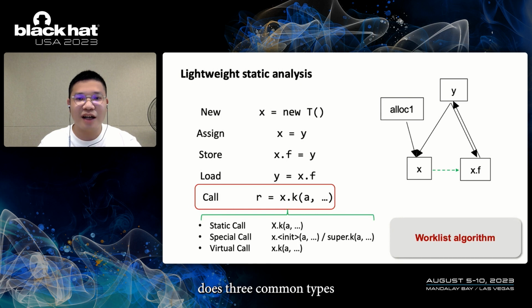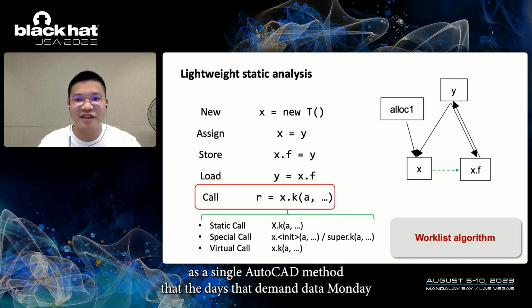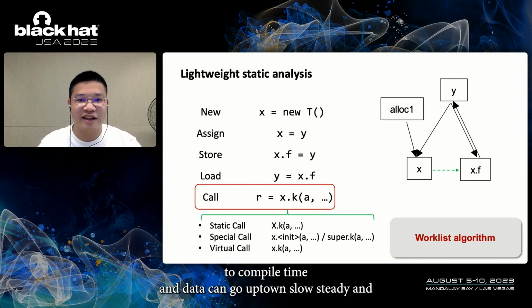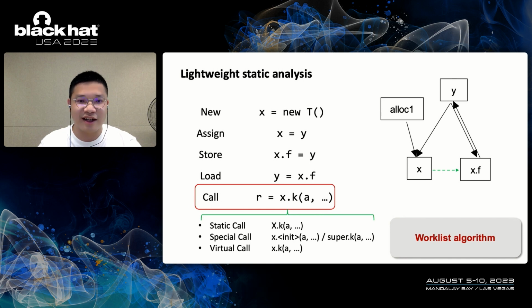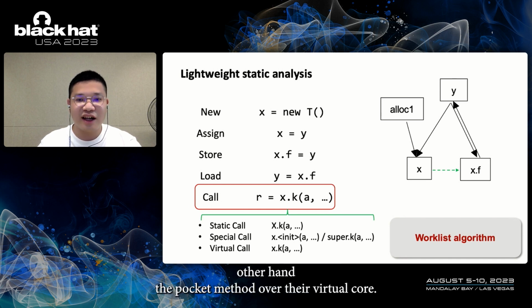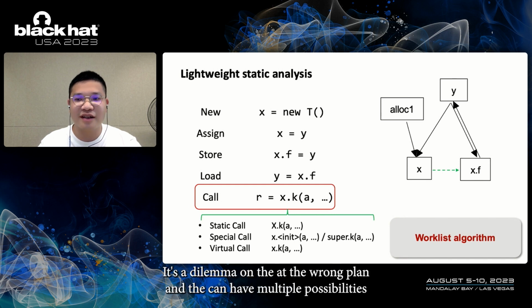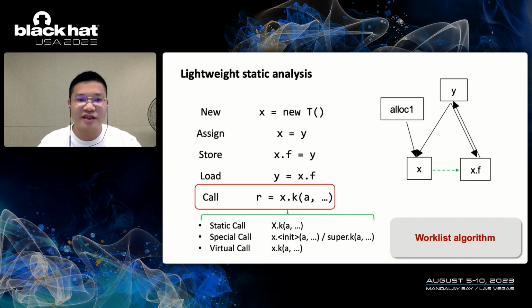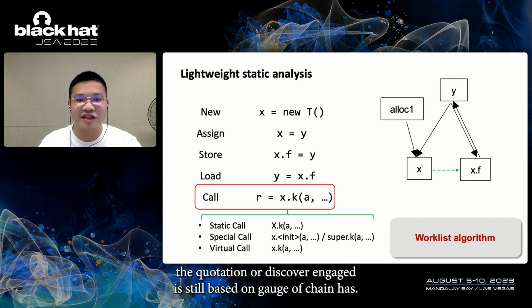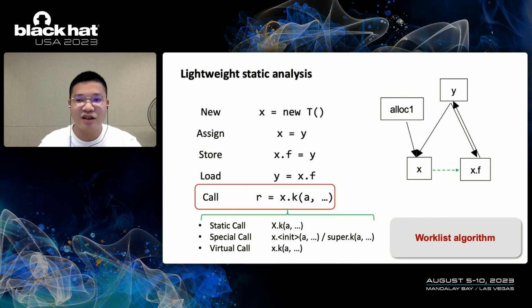There are 3 common types of calls in the Java language: static calls, special calls, and virtual calls. Static calls and special calls have a single target method that is determined at compile time, and it can be obtained through static analysis. On the other hand, the target method of the virtual call is determined at runtime and can have multiple possibilities. This greatly expands the size of the call graph and increases the potential for discovering deserialization gadget chains. Hence, we will focus on handling virtual calls.